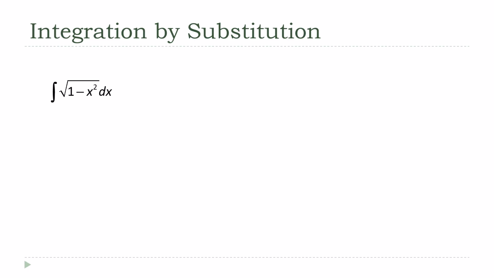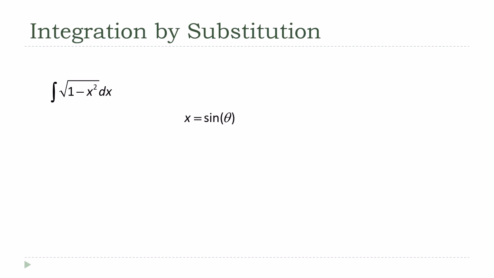Okay, so how about this one? I want to integrate the square root of 1 minus x squared dx. It's the equation of a unit circle, essentially. So here's what I'm going to do. I'm going to make a substitution that may seem very non-intuitive at first. I'm going to let x equal the sine of theta.